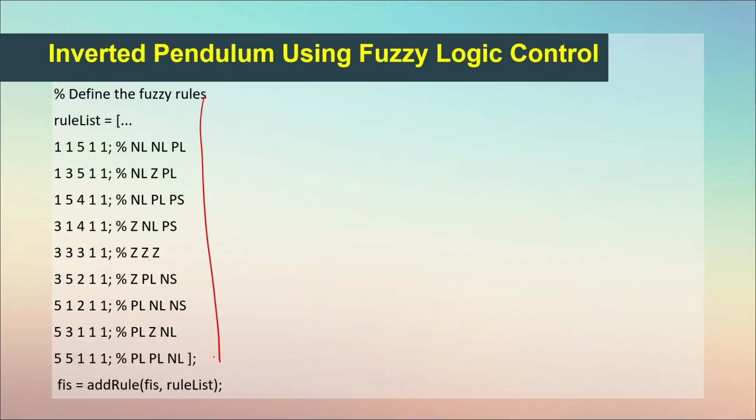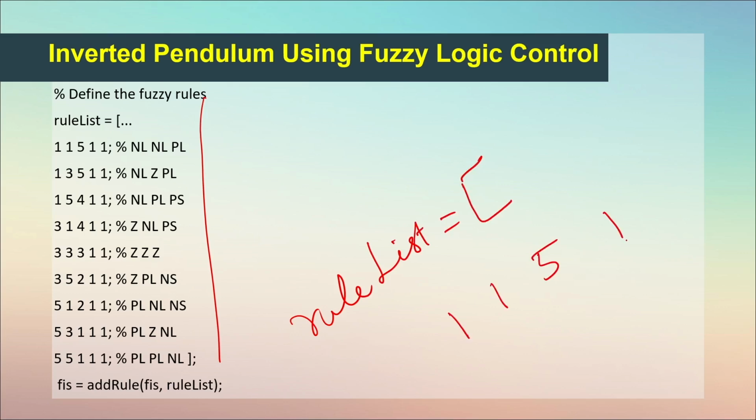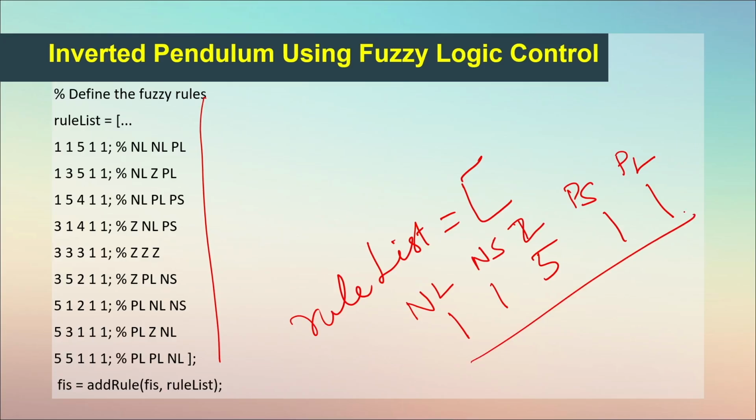So define the rules. The rules defined here are something different, right? See, we have created a matrix, a rule list. So we have created a list, like 1 1 5 1 1. We may say that these are negative large, negative small, zero, positive small, positive large, right. Negative small, what is that? Low, medium, high, like that and all. So accordingly you have to take it. This is the way you need to understand the rule list.